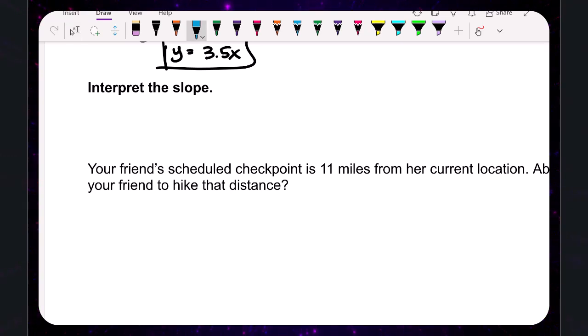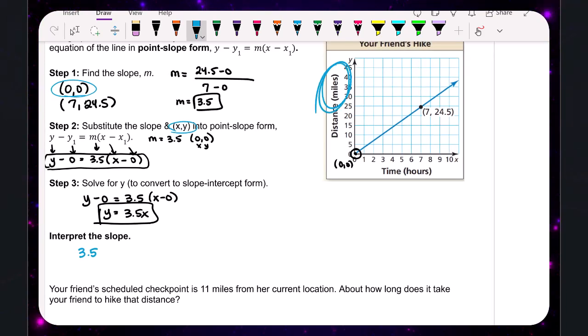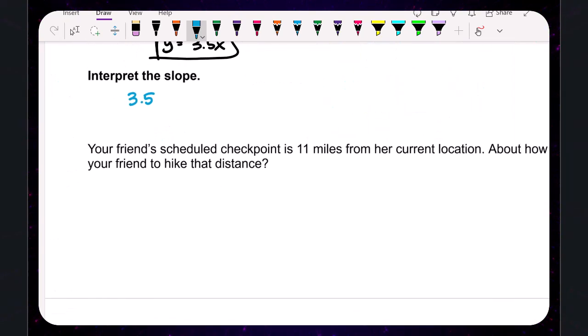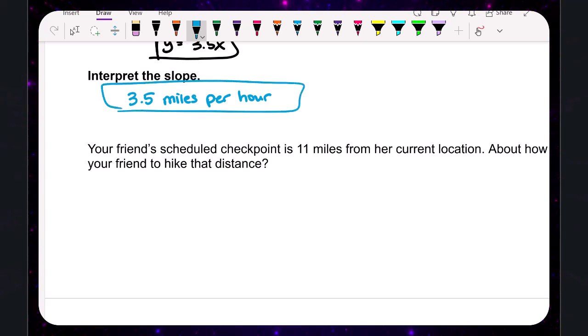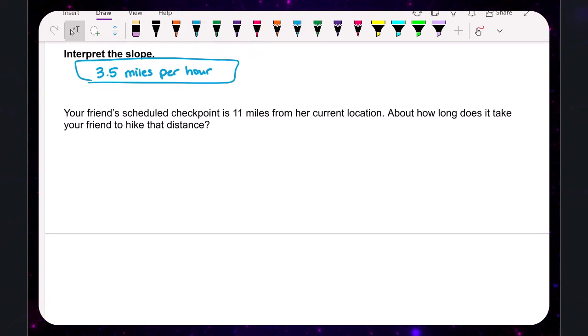All right, so what you want to do is you're going to start with the numerical value of your slope, which is 3.5, and then we have to use your y unit and compare that to your x unit. So this is going to be miles per hour. So 3.5 miles per hour. So it just says your friends hike, so on average, they're going to walk about 3.5 miles per hour, and that makes sense. So let's talk about the last part, the application part of it.